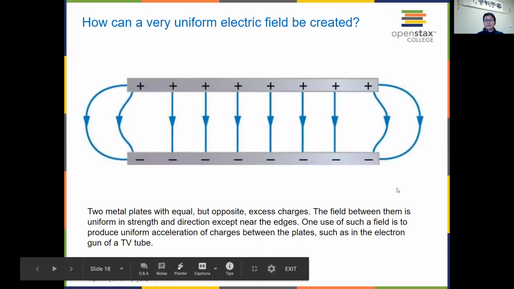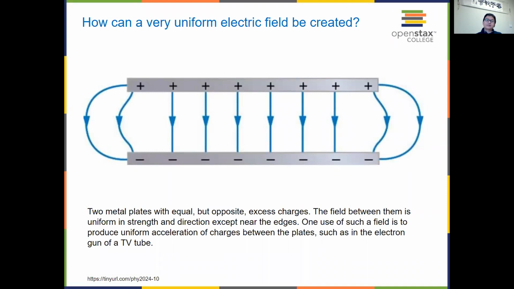Now, a lot of times you'll see uniform electric field. So how is that created? That is created by having two metal plates placed close to each other, parallel to each other. Then electric field lines will point from positive charge to negative charge. You'll have them with the same magnitude of charge. So if you have positive Q on this one, then you have negative Q on the other. Say positive 5 coulombs on top, then you have negative 5 coulombs on the bottom.